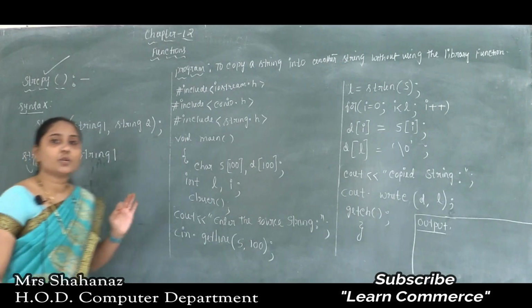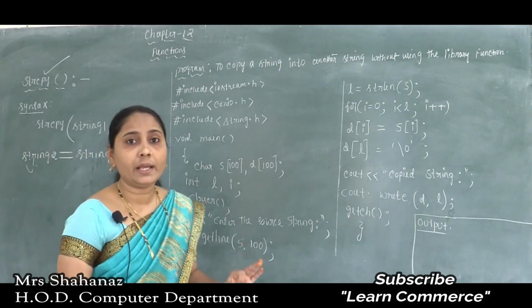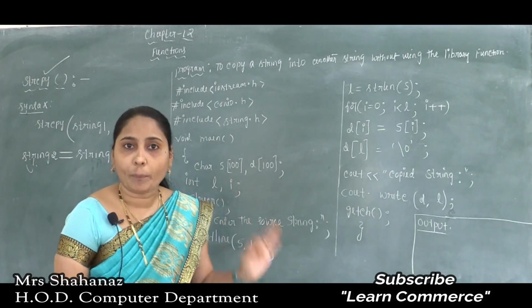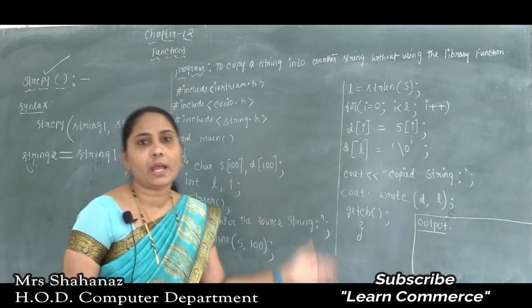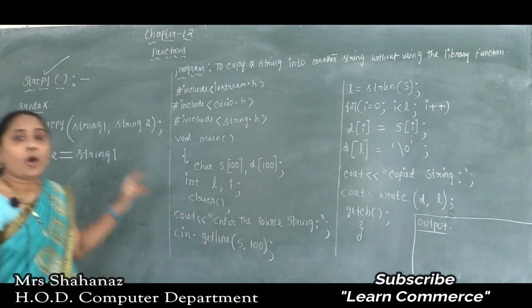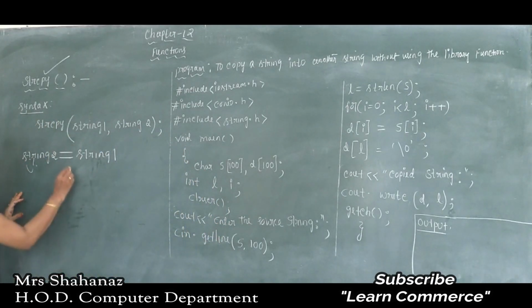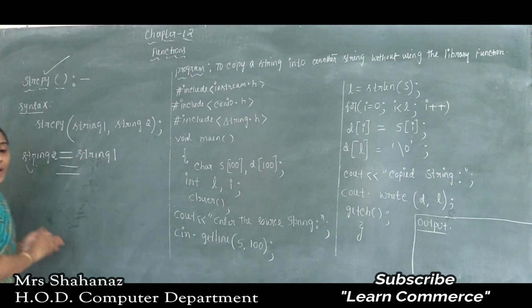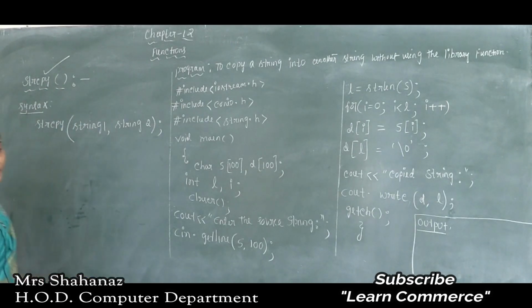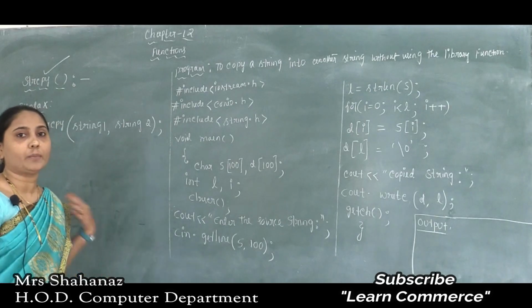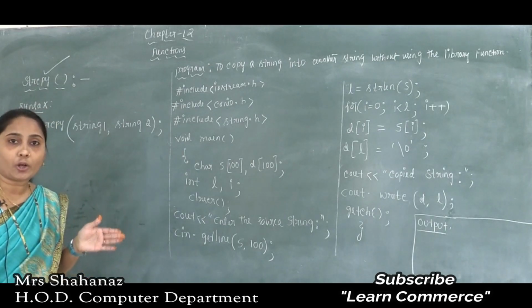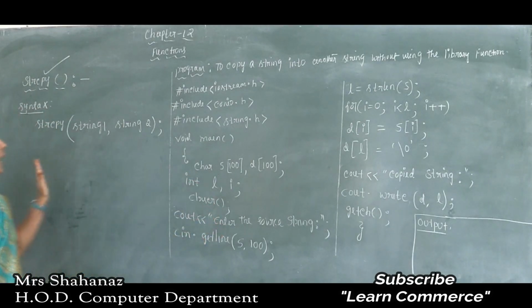Clear this point? So finally, a string can be copied from one string to another string by using an operator. The operator name is the assignment operator, the assignment statement. Clear this one? It is possible to make the copy from one to another. Now we know which operator is mostly used to make the copy from one string to another string.